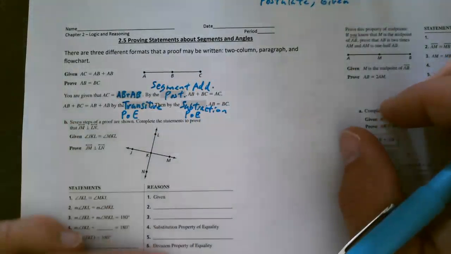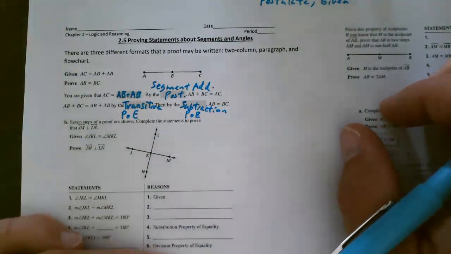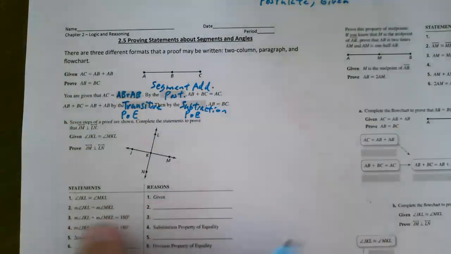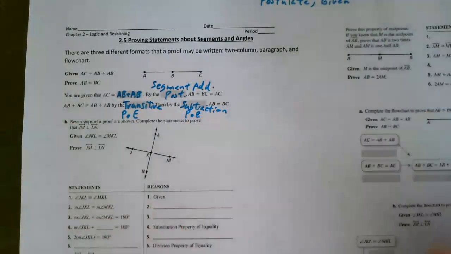So again, paragraph proof, no different than a two column. You're doing the exact same things. You're just filling it in a sentence instead of in lines like we were doing on this one. But same exact idea.